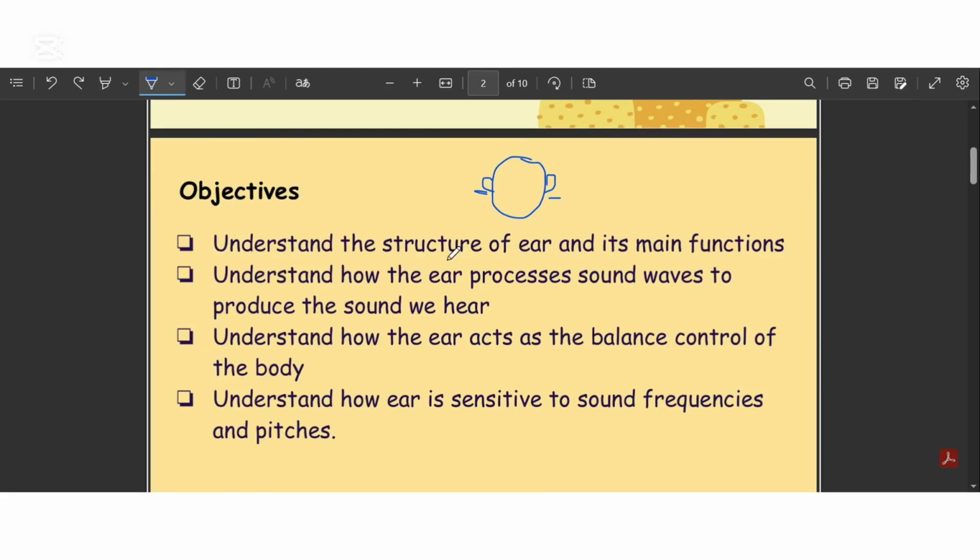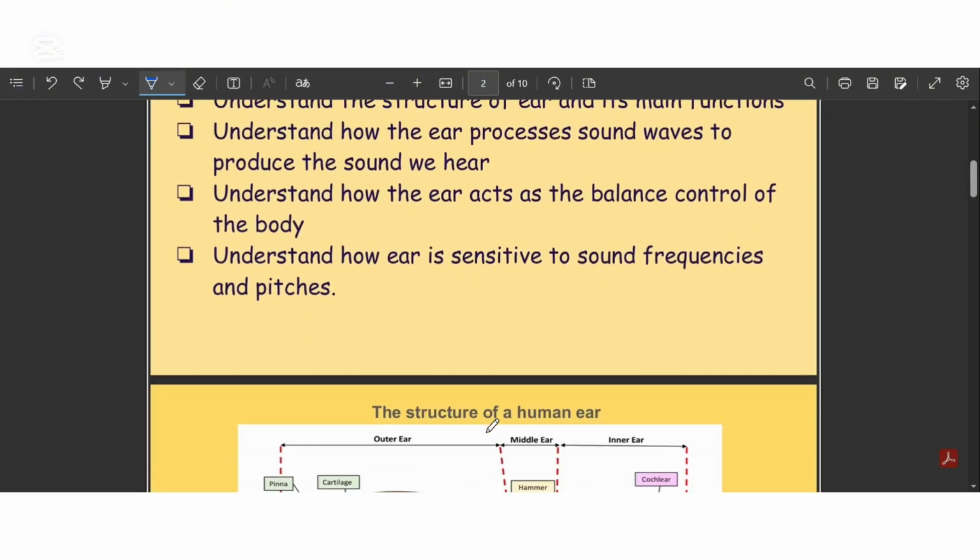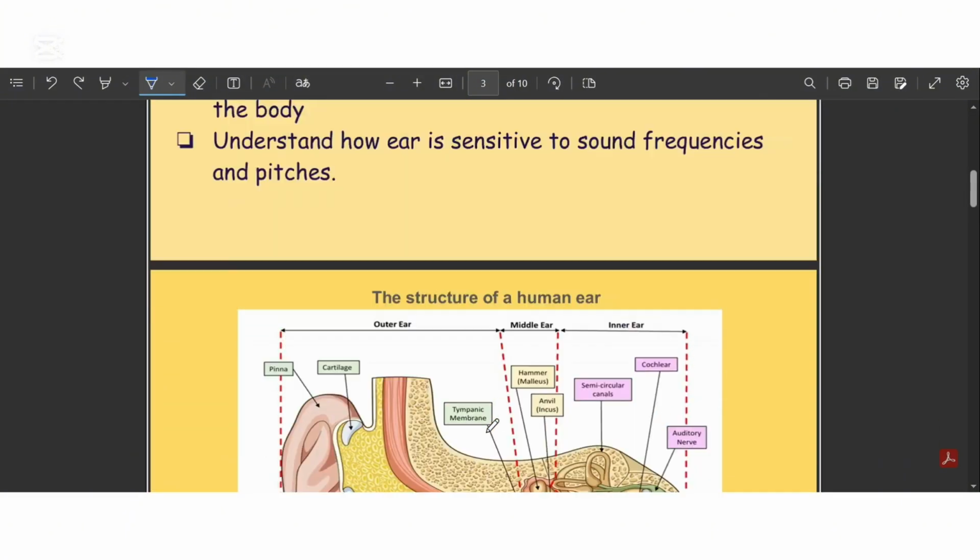These are number one, the structure of the ear and its main functions, how the ear processes sound waves to produce the sound we hear, how the ear acts as the balance control of the body, and how the ear is sensitive to sound frequencies and different pitches.